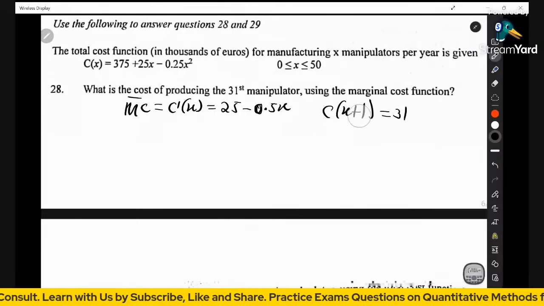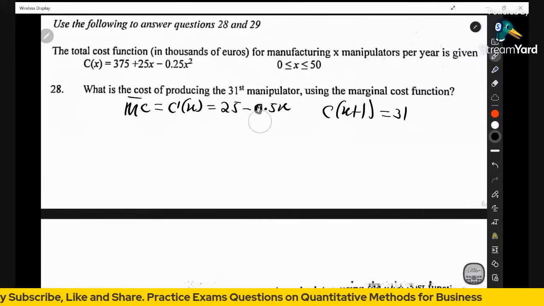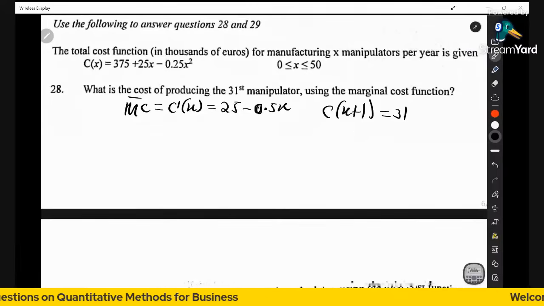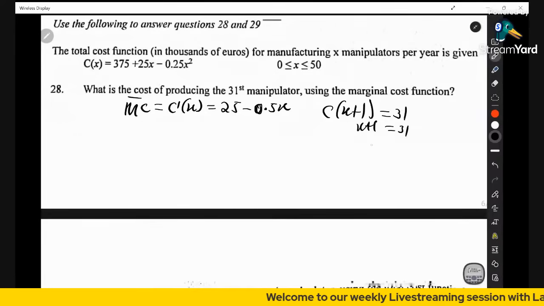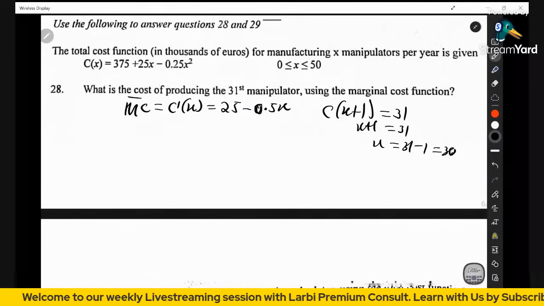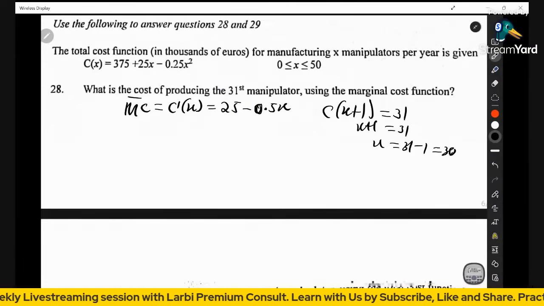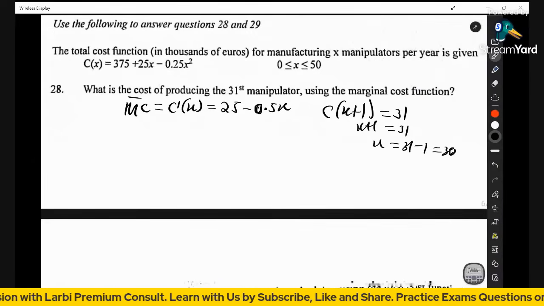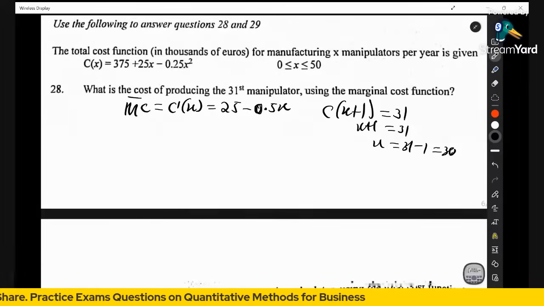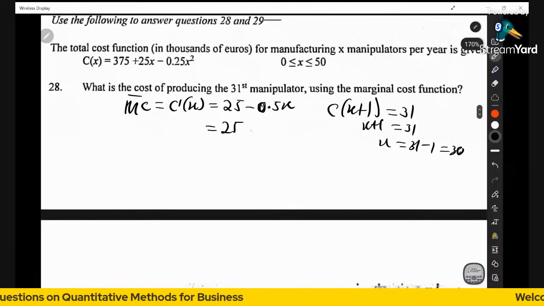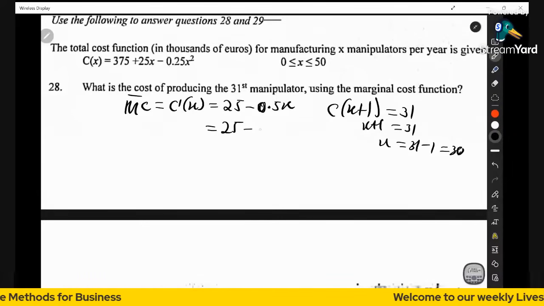So in this particular case, we solve for x and use that to find the marginal cost at that level. We say x plus 1 is equal to 31, so x should be equal to 31 minus 1, which is 30. So we have to find the cost of producing the 31st manipulator using the marginal cost at the production level of 30. At the production level of 30, we can find the marginal cost of the 31st manipulator. It should be equal to 25 minus 0.5 times x, so whenever we see x, we substitute 30 there. That should be 0.5 times 30.